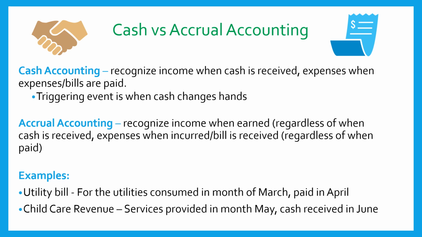Let's walk through another simple example, but this time for revenue. Let's say a child care center provided child care services for the month of May and received the parents' payment in June. Under cash accounting, this would be recorded in the month of June, as that's when the cash changed hands. Under accrual accounting, this would be recorded in May, as that's when the income was earned. In other words, when the child care services were provided.